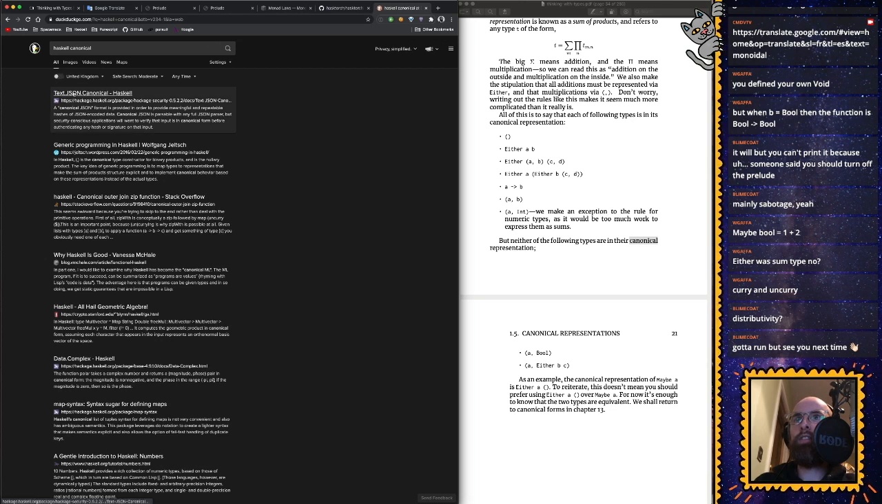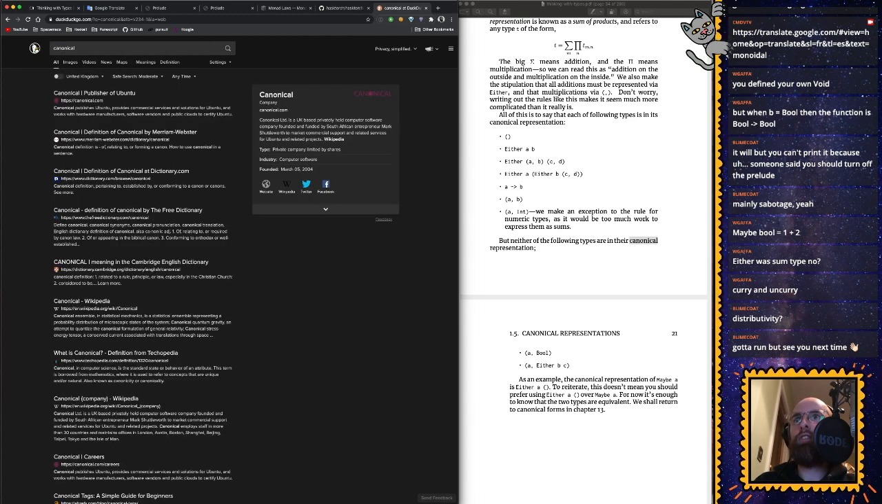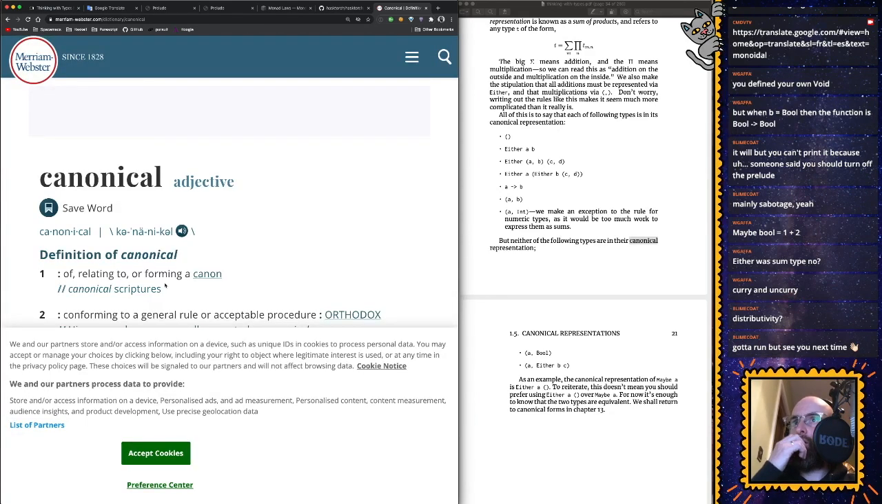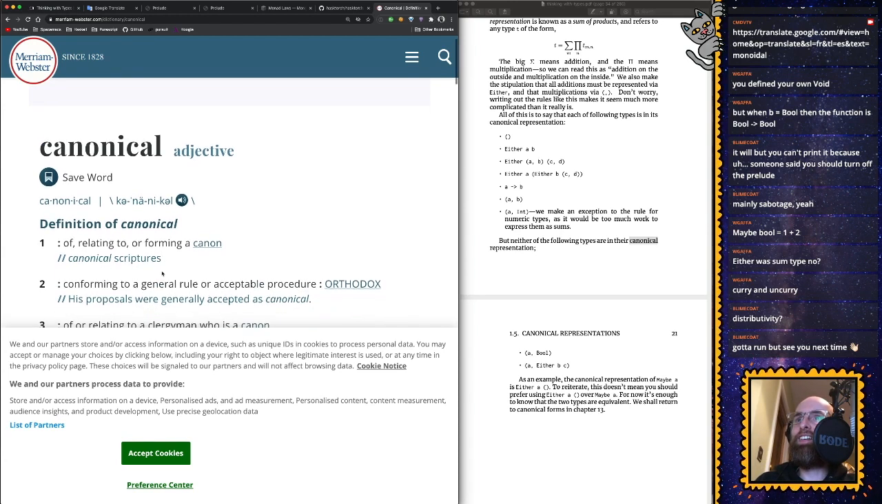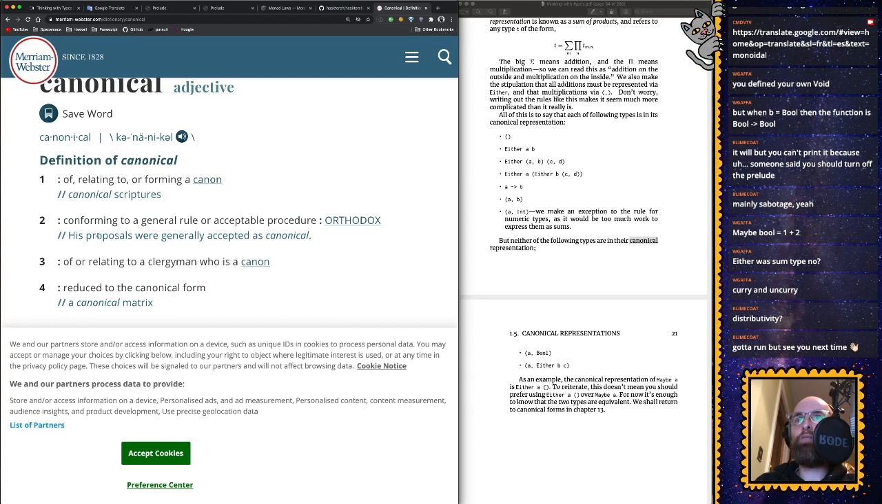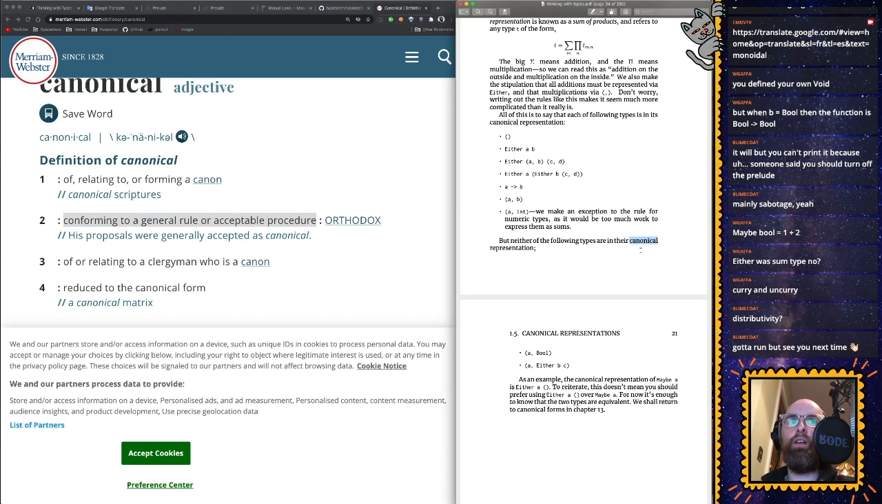Canonical. Let me look up the definition. Related to, or forming a canon. It's not that one, is it? Canonical: conforming to the rules or acceptable procedure. Okay, that sounds more like it, doesn't it? So in their canonical representation, yes, I guess it is related to their accepted representations. So that's acceptable, but these aren't.